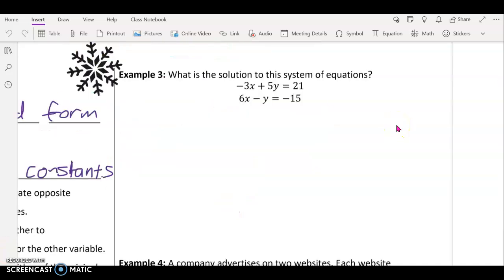Okay, everyone, let's look at example 3. Now take a moment to pause the video and think about what number you would multiply one of the equations by so that you get opposites. Do you want your x's to be opposites, or do you want your y's to be opposites? So pause the video and think about it for a moment and then unpause.